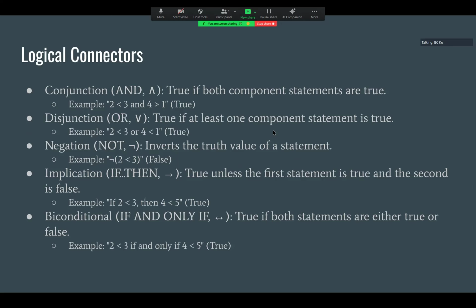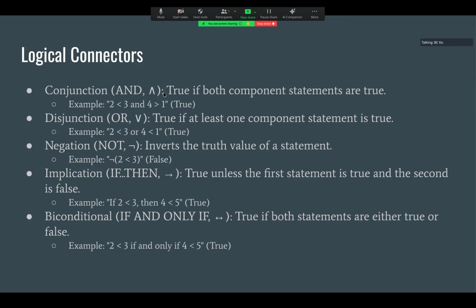Logical connectors. In order to form compound statements, we use logical connectors. The main logical connectors are conjunction, disjunction, negation, implication, and biconditional. Conjunction is a compound statement using and, and is true if both component statements are true.